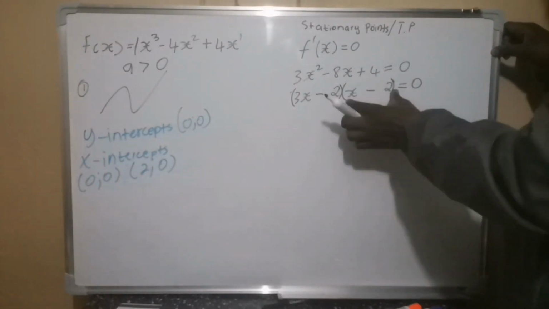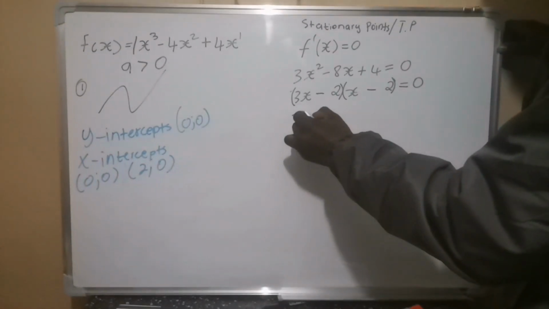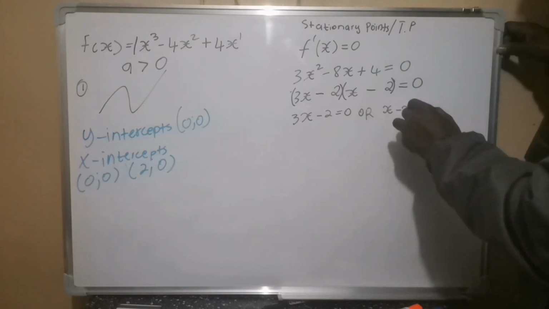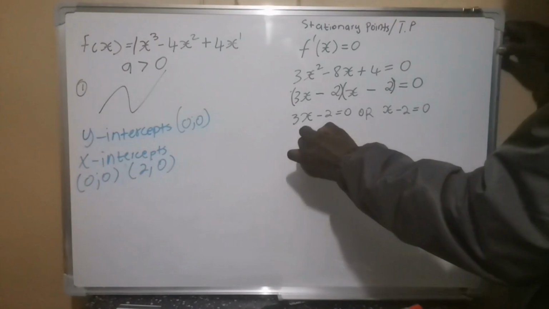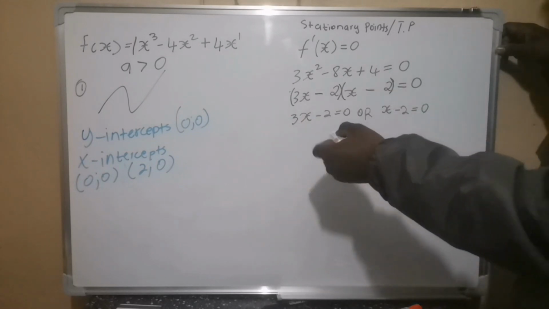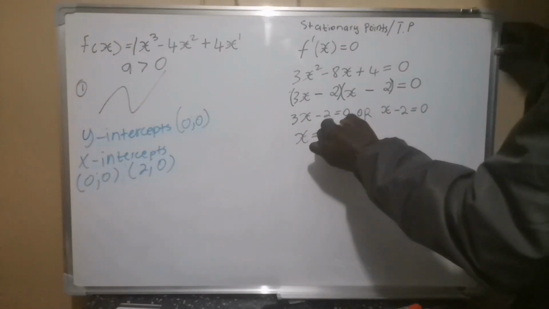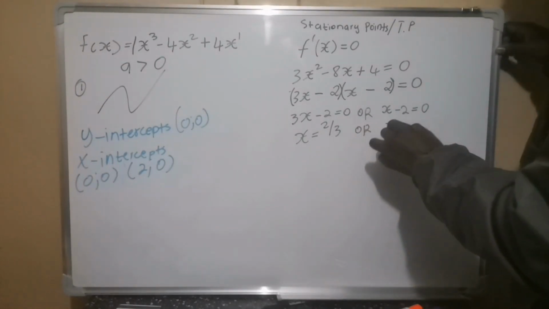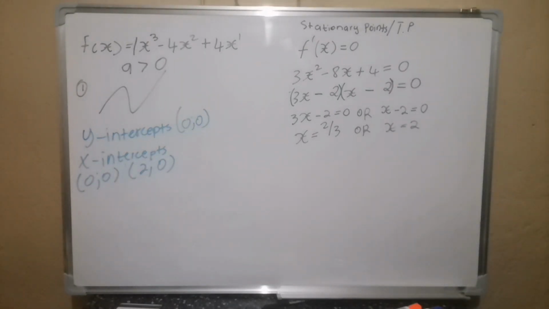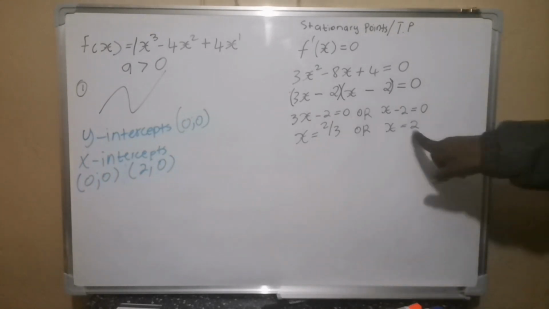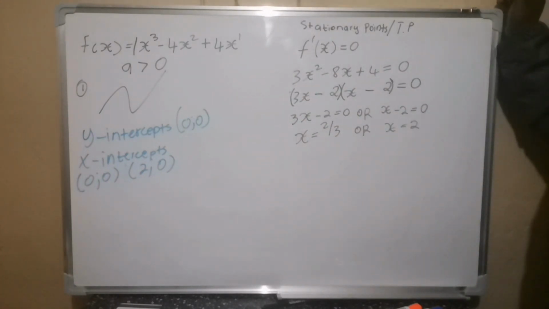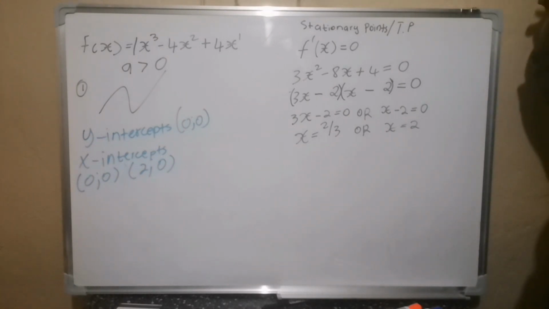So I'm going to have 3x minus 2 equal to 0, or x minus 2 equal to 0. Then for 3x, I transpose this 2 to the right and divide both sides by 3. Therefore, x is equal to 2 over 3, or x is equal to 2. I found my x coordinates this way. Therefore, I'm going to substitute these x coordinates back into the general equation to find the y coordinates. That's how you find stationary points.